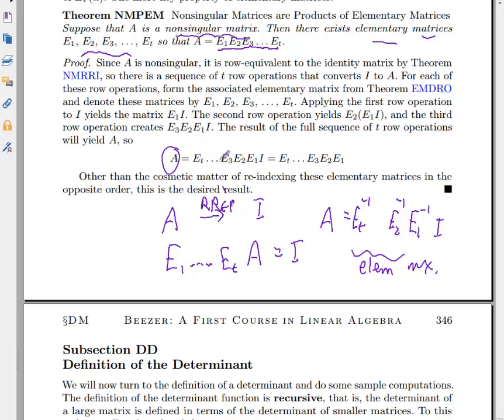Now, what makes this theorem less useful is that there's not just one way you can do it. You can do it many ways. There are many ways to reduce A to the identity matrix. So it's an interesting theorem, but not as useful as it could be. All right, so we'll stop there.